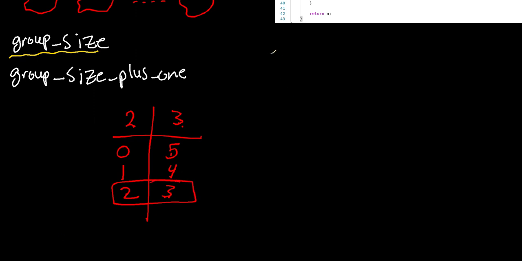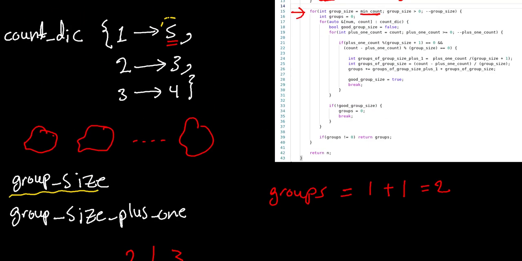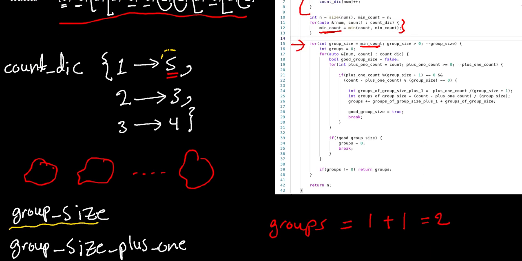Then we add to the answer, so groups, we add to it 3 divided by 3, 1 group, plus 2 divided by 2, another 1 group, equal to 2. So this is good, this will not apply here, and this condition will apply, and the number of groups will be 2. Then we need to check with 3.